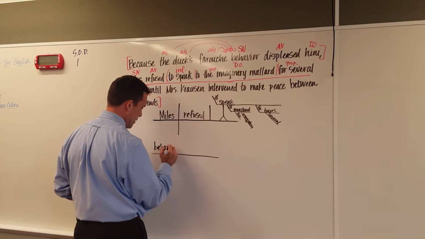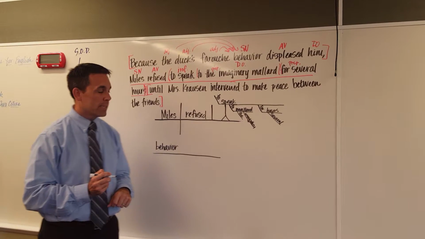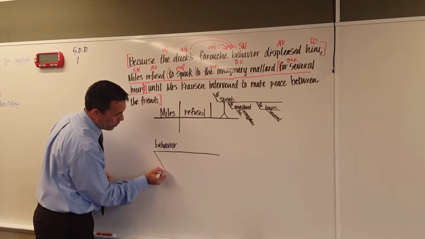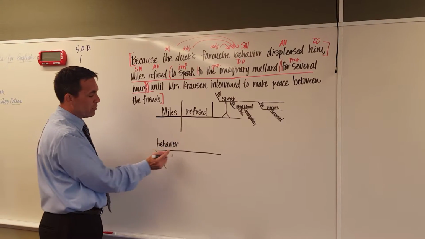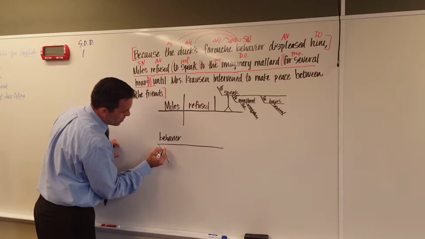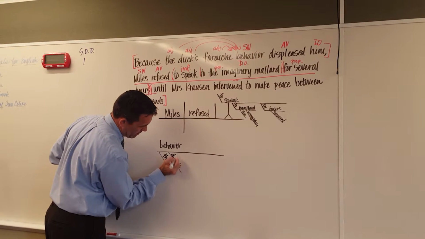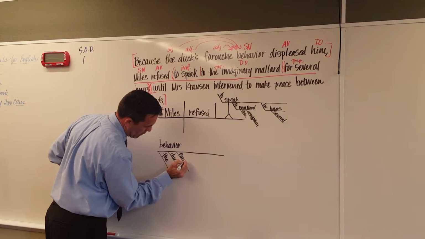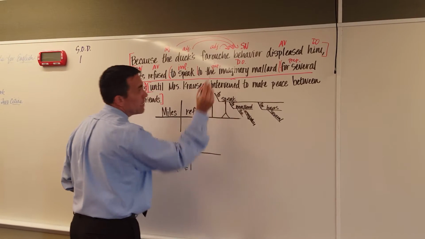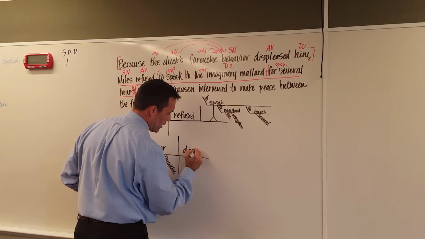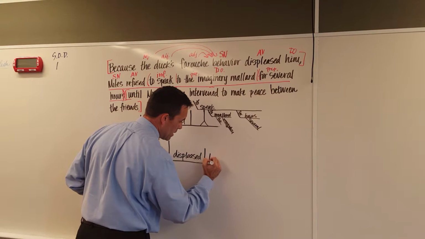Behavior. Now I have three words that are going to modify my subject. So I want to be sure to put those in before I draw that perpendicular line, so that I don't scrunch up my words. So the, ducks, and farouche. And then I can go ahead and draw the perpendicular line. Displeased. There are no modifiers for "displeased," so I don't have to worry about the space underneath.